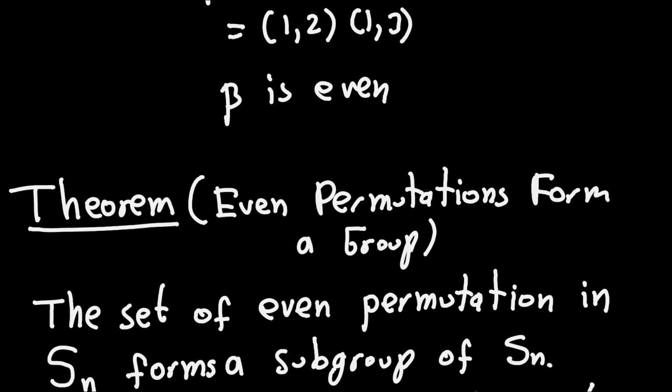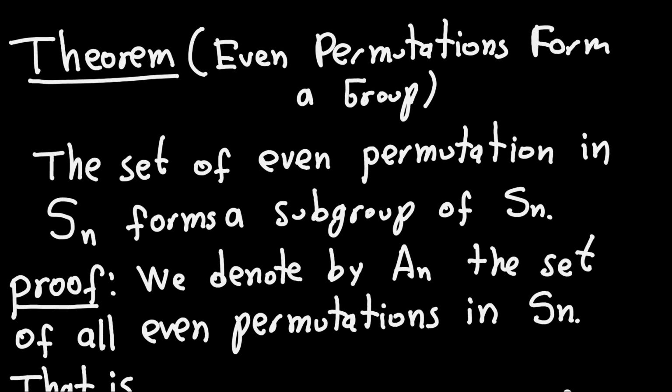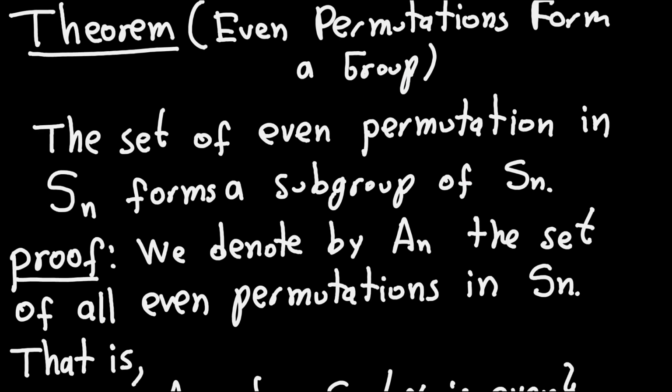Now, one more thing that I want to do here is look at this theorem. Because we can get a subgroup of the total group of permutations of n elements using the even permutations. So the theorem says this: even permutations form a group, or a subgroup, of the total group of permutations. So let's see the statement. The statement says the set of even permutations (that should be a plural there) in Sn, the collection of all the even permutations, forms a subgroup of Sn.